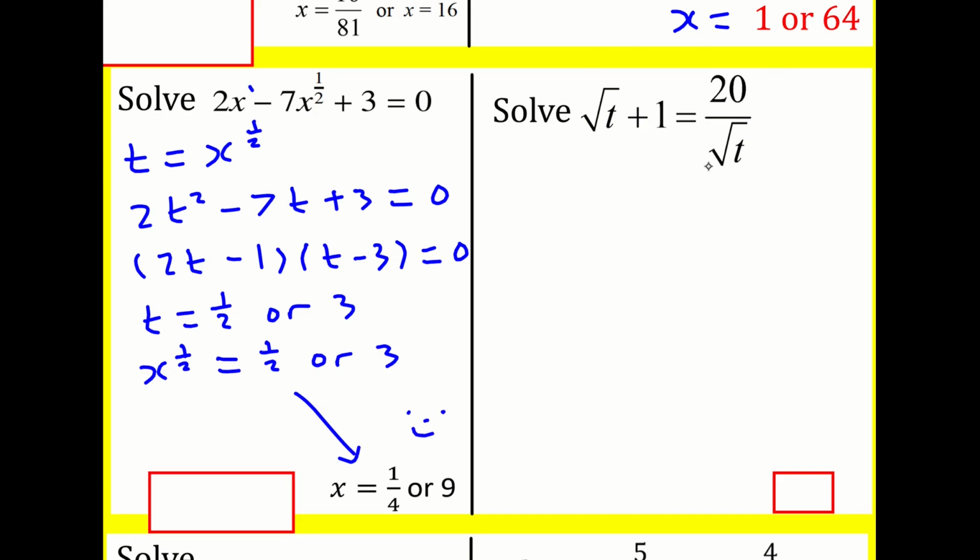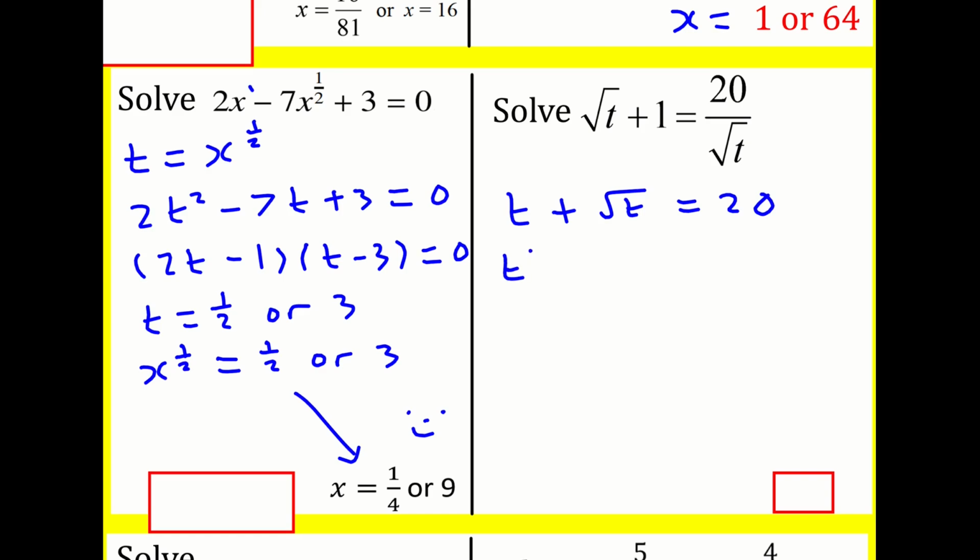This one is a hidden quadratic, but it's harder to see now because we've just got the square root of t here and here. We don't have an obvious relationship like we did before. We need to create that obvious relationship by multiplying through by the square root of t. Basically, whenever you've got a fractional equation, you're trying to get rid of it being a fractional equation. So if we multiply through by the square root of t, we get t plus the square root of t equals 20.